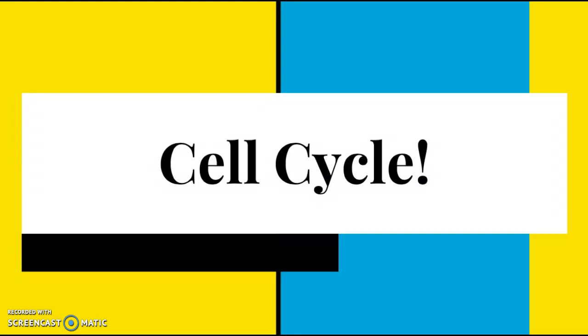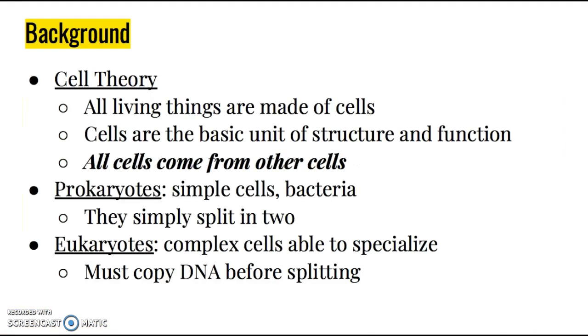So welcome to the cell cycle. We're going to be talking about basically how we can get more cells. Now, if you'll recall, we have 3 parts to the cell theory. Number 1, all living things are made of cells. Number 2, cells are the basic unit of structure and function. And number 3, all cells come from other cells. And that's the part we're going to focus on today.